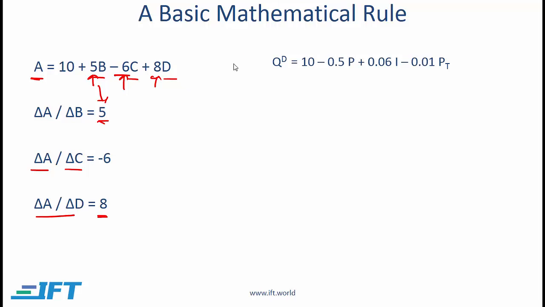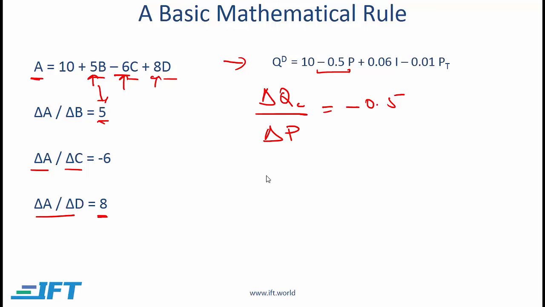Now, if we go to our demand function from the earlier slide, this is the demand for chairs, which is given by this function. The demand for chairs is 10 minus 0.5 times the price of chairs plus 0.06 times the income level in our town and minus 0.01 times the price of tables. So here, if I ask you what's delta Q, the quantity demanded of chairs, divided by delta P, and P is the own price of chairs, the answer is this coefficient. So what you should be coming up with is minus 0.5.